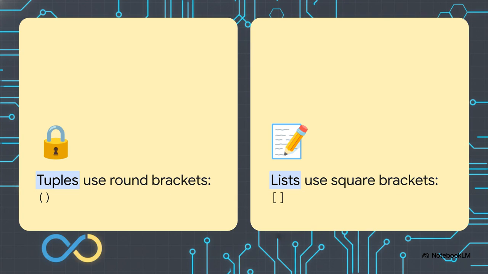Now visually, it's actually super simple to spot. A tuple is very similar to a list, but notice the syntax difference here. On the right, our standard list uses square brackets, but on the left, our tuple uses round brackets. Parentheses. Round brackets mean tuple, square brackets mean list. It is a tiny visual tweak, but it completely changes how Python handles your data.